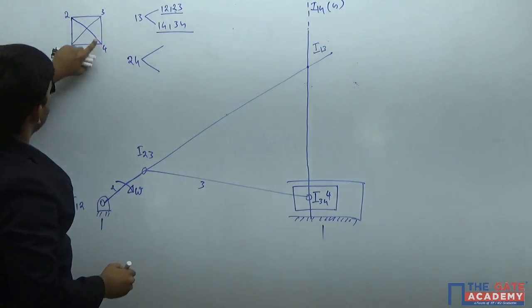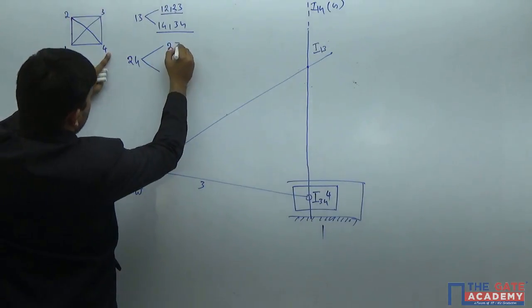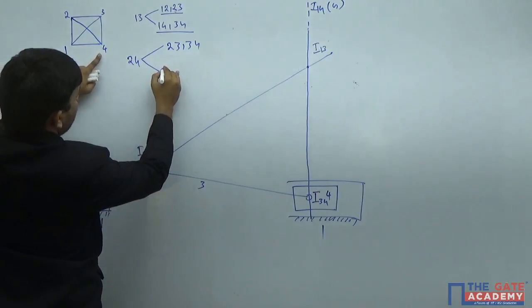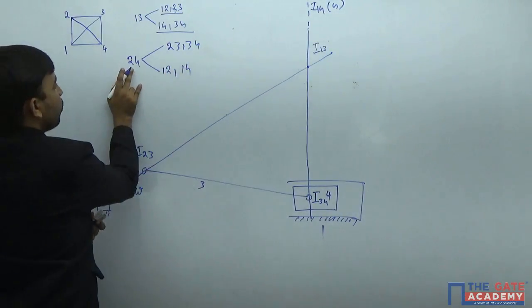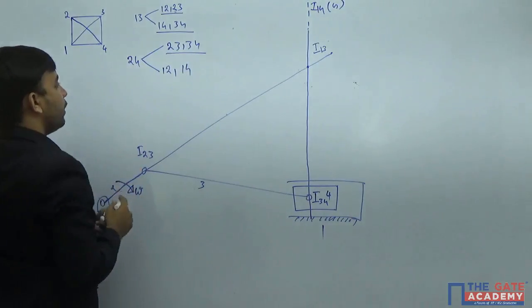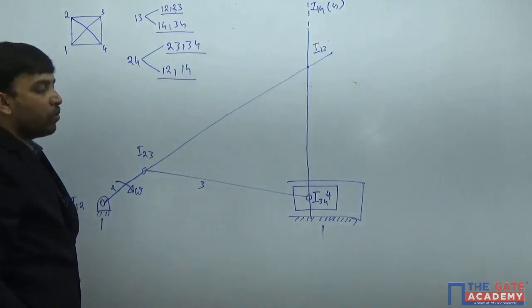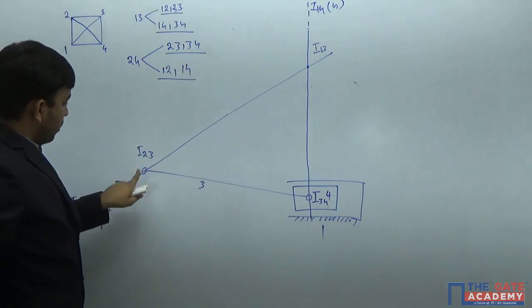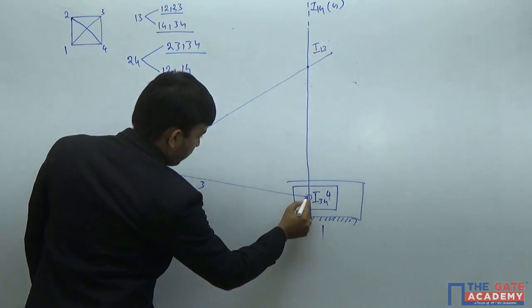For I24, I can go from 2 to 4 via 2 to 3 and 3 to 4, or via 2 to 1 and 1 to 4. So I24 lies on the line joining I23 and I34, or I24 lies on the line joining I12 and I14. I'm drawing a line passing through 2, 3 and 3, 4. I23 is here and I34 is here, so I'm drawing a line passing through I23 and I34.